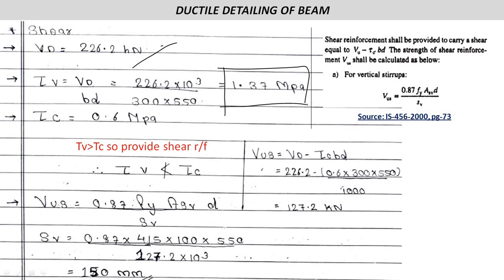For this you can visit the video of one-way slab. By that video you can have the calculation for the shear check also. So in our case the tau V is greater than tau C, so we have to provide the shear reinforcement.